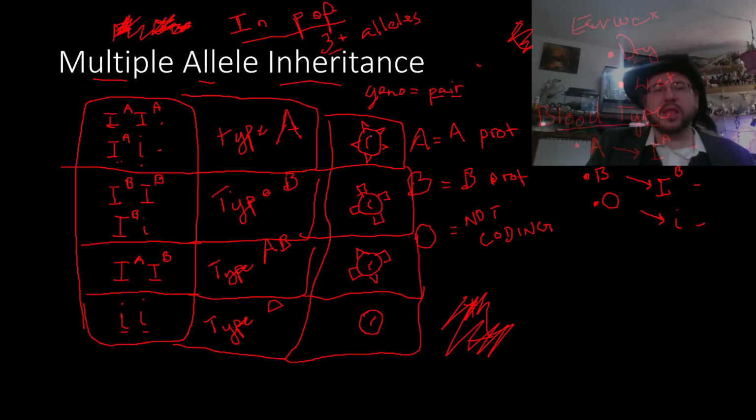So that is how multiple allele inheritance works. In the population, you have more than just two alleles floating around. Red blood cell or blood type is a great example of that because everybody has some passing familiarity hearing AB, or type O.